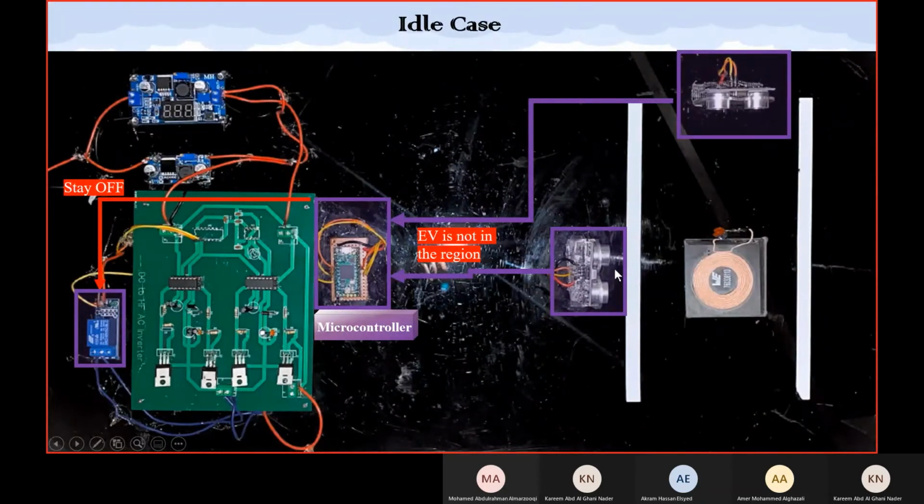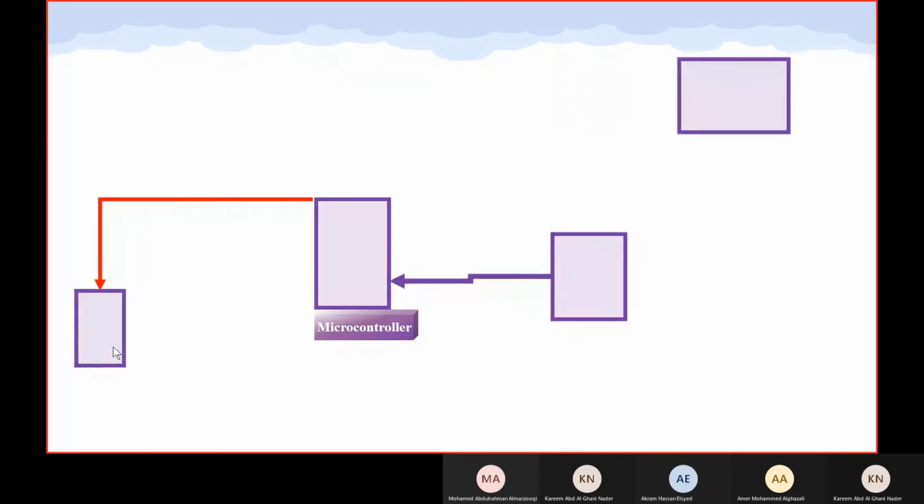First, the two sensors didn't detect any vehicle, or even if the vehicle is not in the region. So the microcontroller will keep the system off.